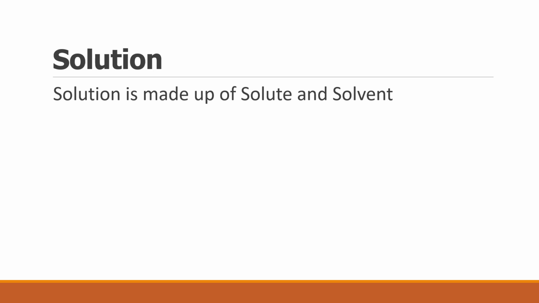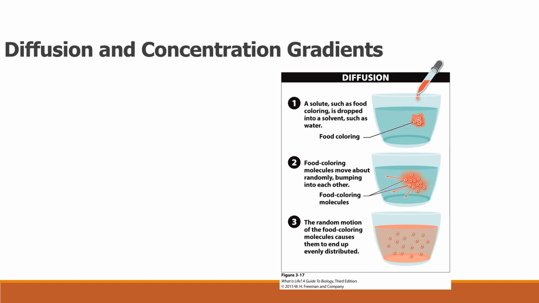A solution is usually made up of two parts, a solute and a solvent. A solute is what gets dissolved in a solvent. So let's say you have a glass of water. The water would be the solvent, and if you add to that glass of water some salt, the salt would be the solute. The first transport mechanism we're going to discuss is diffusion.